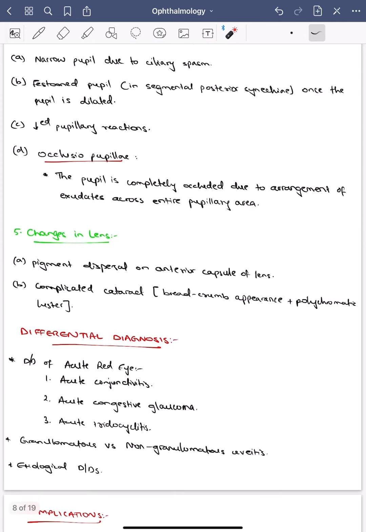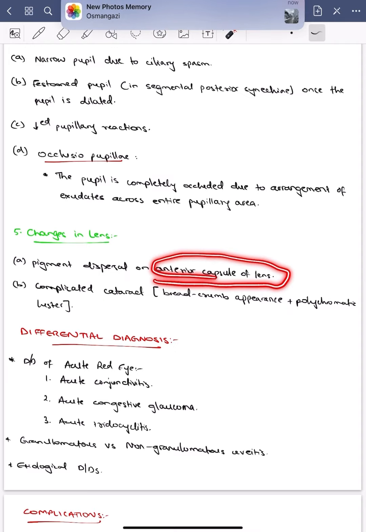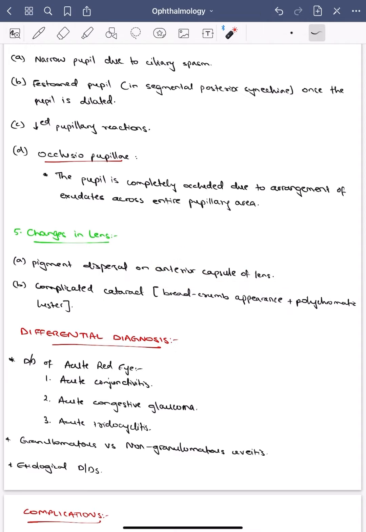Now there is pigment dispersal on the anterior capsule of the lens, and complicated cataract may be seen. Now the most important, if someone asks you in complicated cataract what are the two important features, it is breadcrumb appearance of the lens and the polychromatic luster. Okay, so changes in the lens: pigment dispersal on anterior capsule of lens, and complicated cataract.